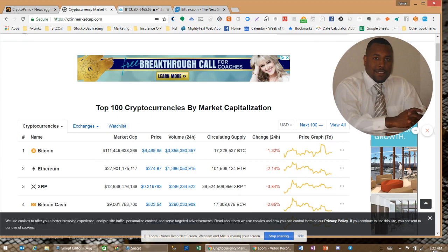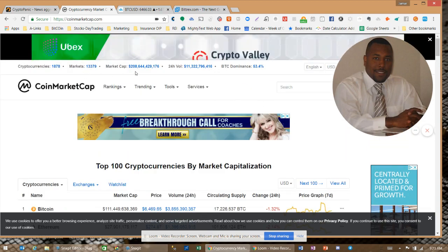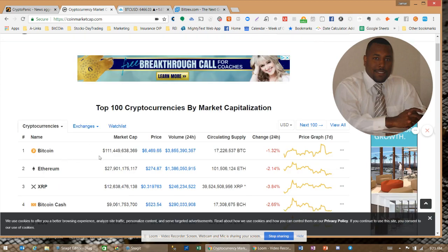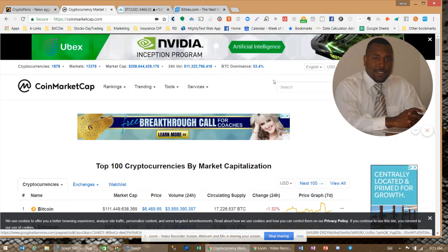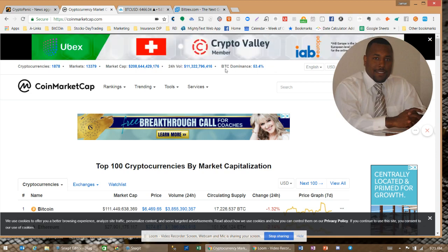Right now this is August 23rd on Tuesday morning, or Thursday morning, and we can actually see that the market cap is 208 billion. You see how much of this is Bitcoin. Here it shows you the Bitcoin dominance, meaning that more than half of the money that's in cryptocurrencies right now is in Bitcoin.